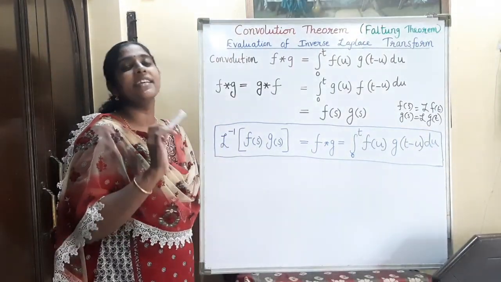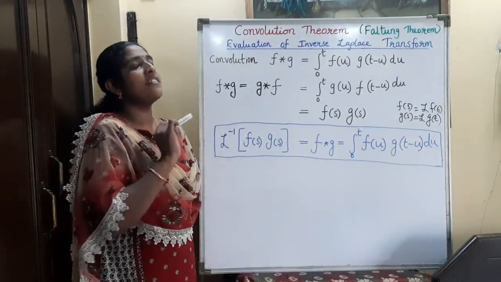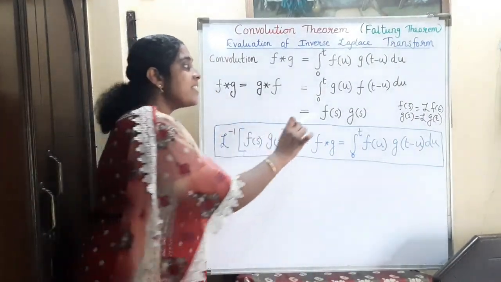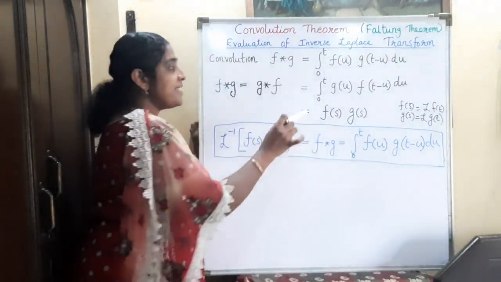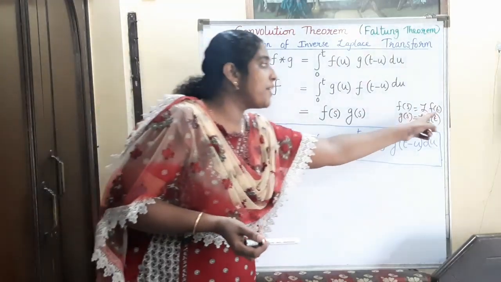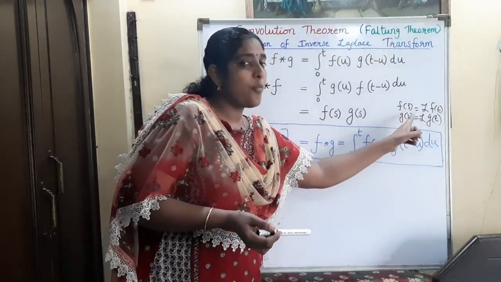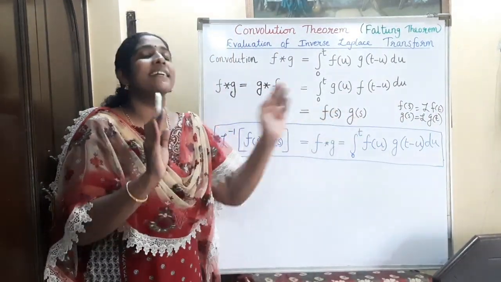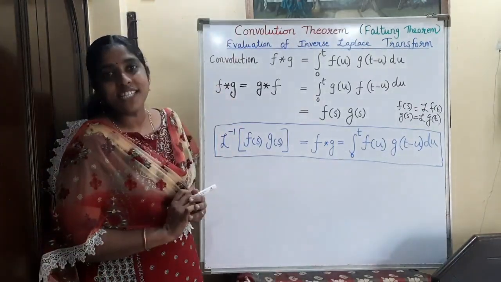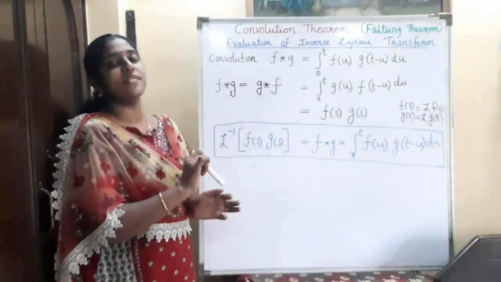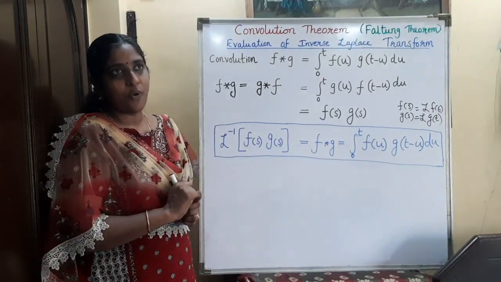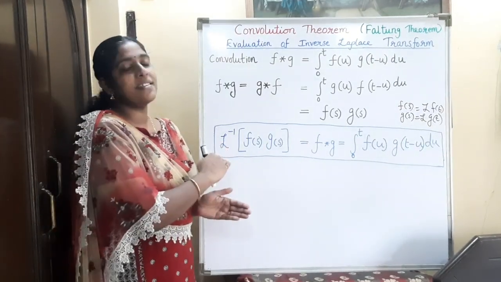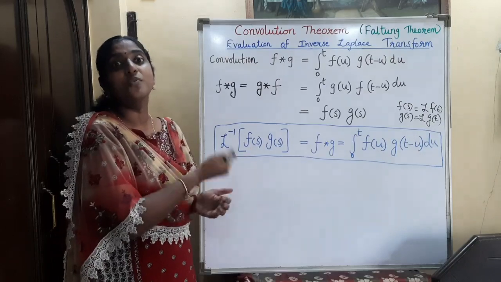How does it help in finding the inverse Laplace transform? The beauty of this convolution theorem is that the convolution of the two functions corresponds to the product of their Laplace transforms. That is, F of s is the Laplace transform of the function f of t, and G of s is the Laplace transform of the function g of t. If we multiply these two Laplace transforms, F of s and G of s, that is the same as the Laplace transform of the convolution of these two functions. So, in a given question, to find the inverse Laplace transform, if we can break it into two terms, then we can find the Laplace inverse very easily using this convolution theorem.